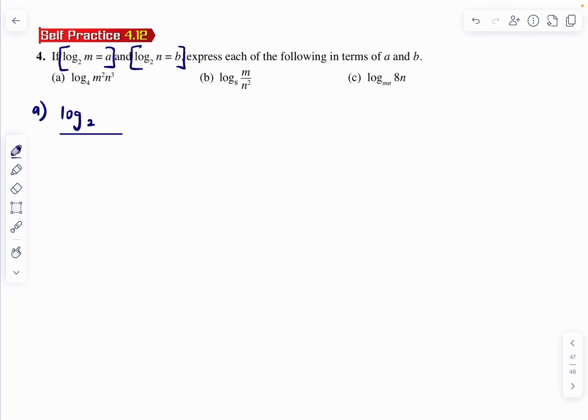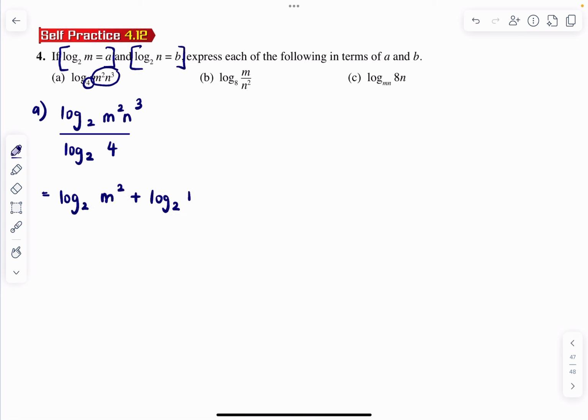So to change base, we put log 2, log 2. And the big one we write on top. The small one we write below. Okay. Then, since these are related by times, we split it, it will become plus. So log 2m square plus log 2n cube over log 2 4. 4 is just 2 squared.